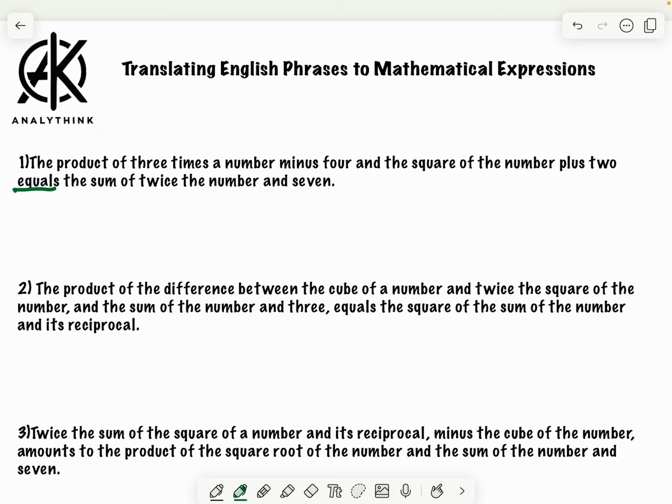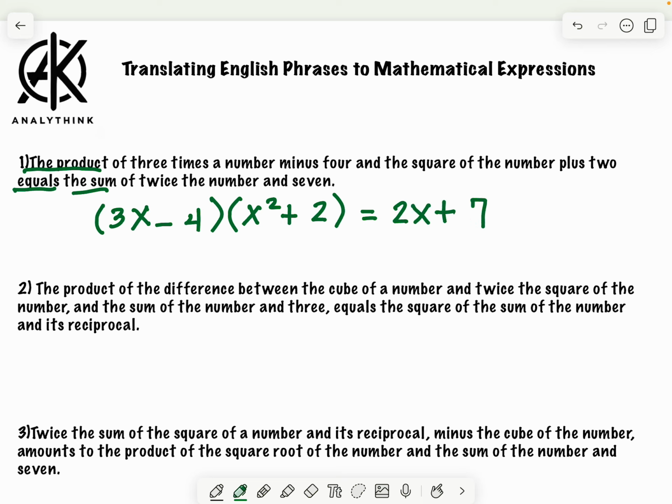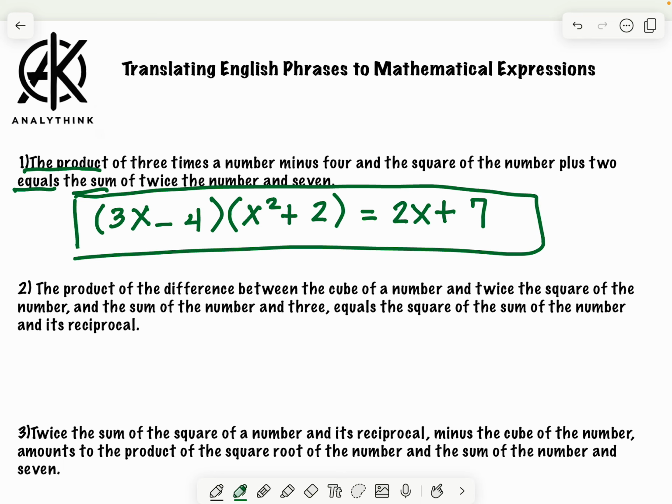The product of, so that means multiplication, right? The product of 3 times the number minus 4 and the square of the number. So that means x squared plus 2 equals the sum of twice the number, so that means addition, and then twice the number and 7. So this is our final answer.